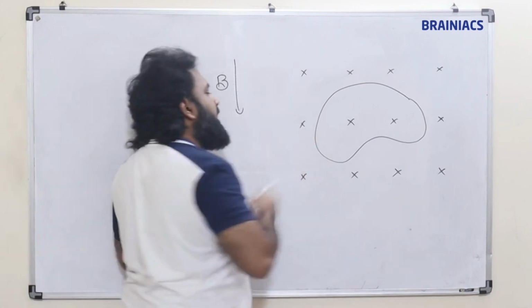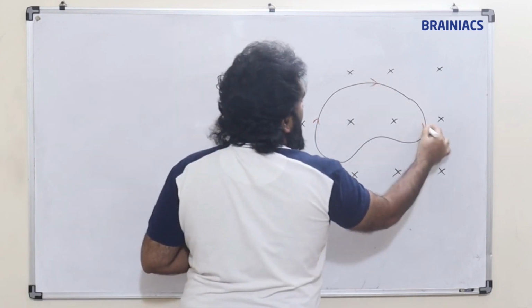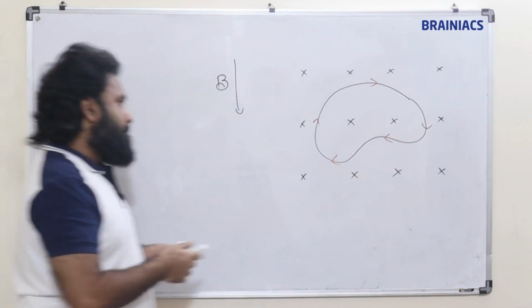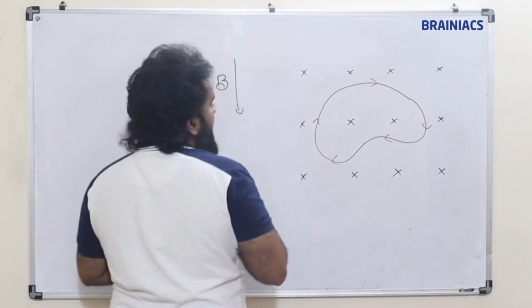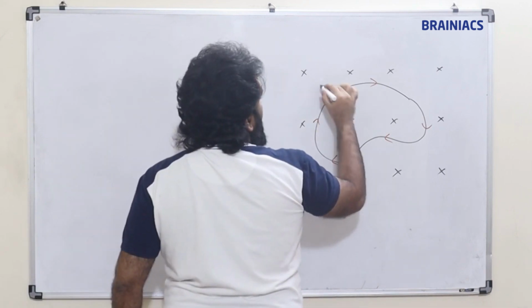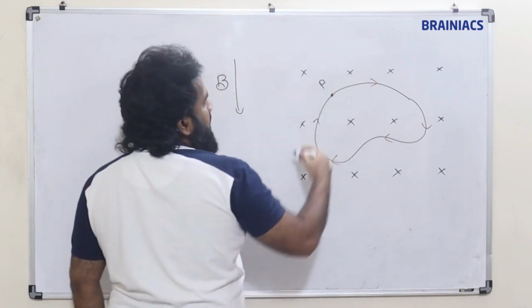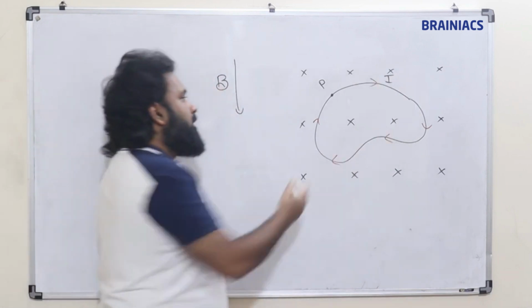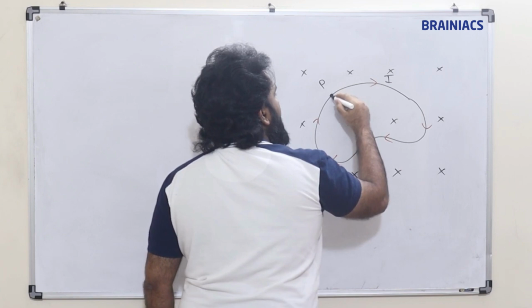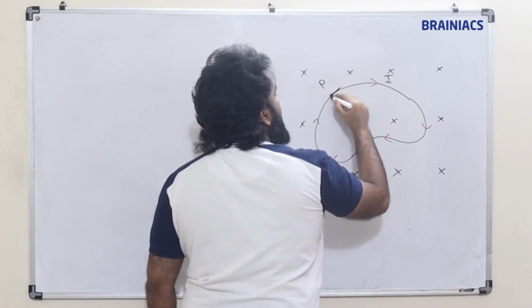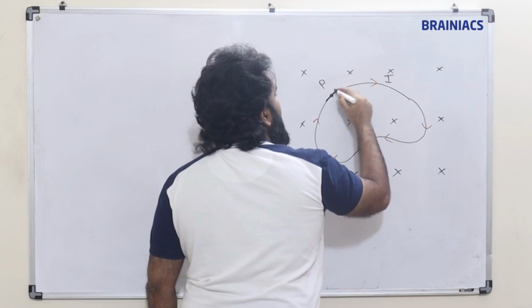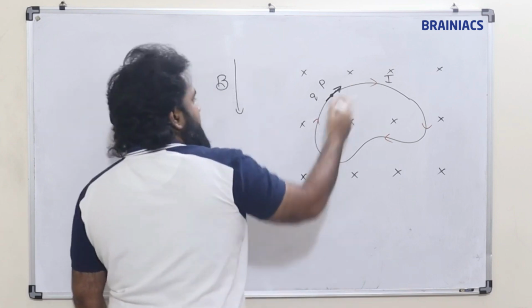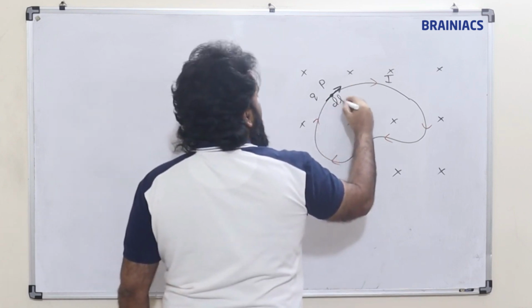Clear or what? So the current direction will be clockwise. Now suppose we consider a point P here. Current flow will be there, charge motion will be there. Suppose a charge here is moving in this direction, at a point P, a charge Q is moving in this direction for a length dl.